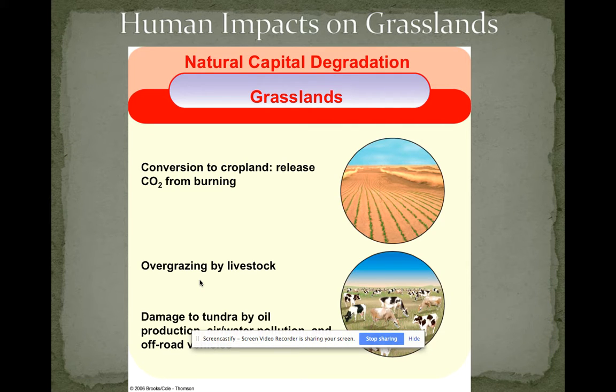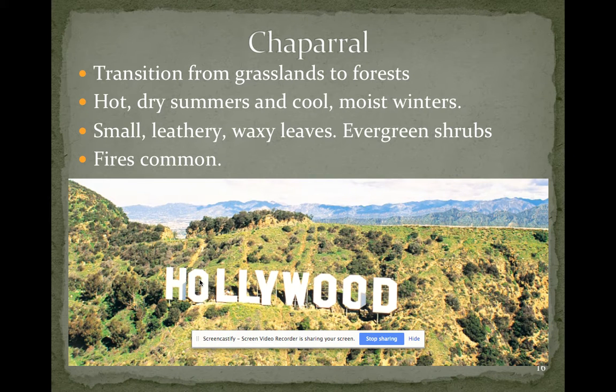So some human impacts on grasslands. Mainly we're using them for livestock and grazing and trying to grow crops. So that's causing the release of CO2 because we're burning the area to kind of get rid of all the shrubs and stuff. We're also creating a tragedy of the commons situation with overgrazing, and we're causing damage to places like the tundra because we're doing oil exploration in different places.